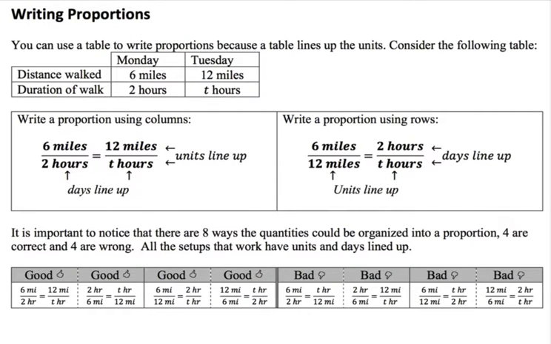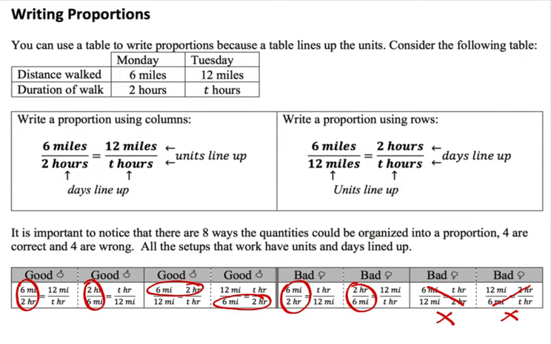So, it is important to notice that there are 8 ways the quantities could be organized into a proportion. Technically 16 ways if you switch the equal sign around. But anyway, out of the 8 ways here, 4 of them are good and 4 of them are bad. And the way you can tell that they're good, if they are good, things tend to line up. 6 miles in 2 hours always needs to line up here. Now, over here on 2 of them, they actually do. But the others, they don't. 6 miles, 2 hours, 6 miles, 2 hours.